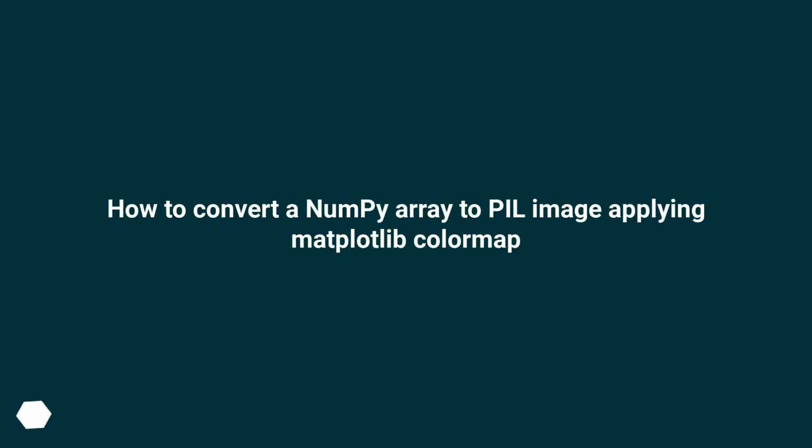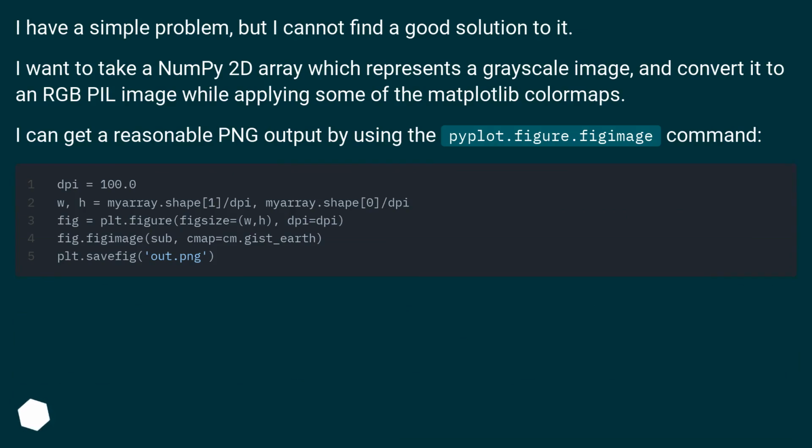How to convert a NumPy array to PIL image applying matplotlib colormap. I have a simple problem, but I cannot find a good solution to it. I want to take a NumPy 2D array which represents a grayscale image and convert it to an RGB PIL image while applying some of the matplotlib color maps.